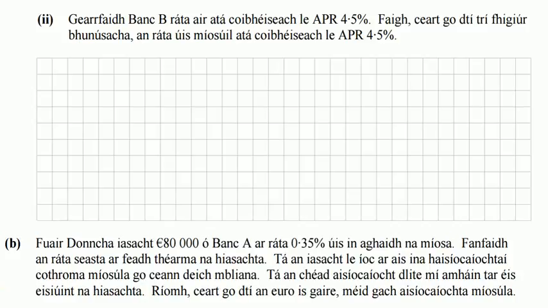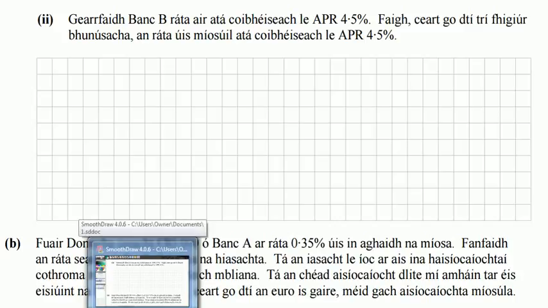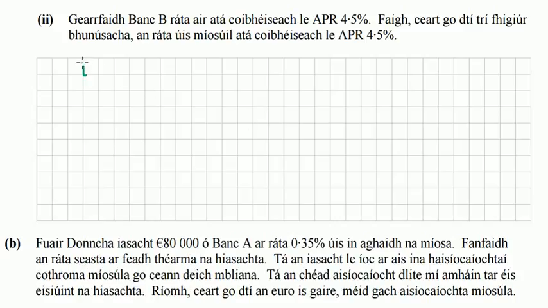Part 2. Bank B will charge him a rate that is equivalent to an APR of 4.5%. Find correct to three significant figures the monthly interest rate that is equivalent to an APR of 4.5. So in this case, we're told that I is equal to 4.5%, which as a decimal is 0.045. And we need to calculate the monthly rate, so we need to calculate or.